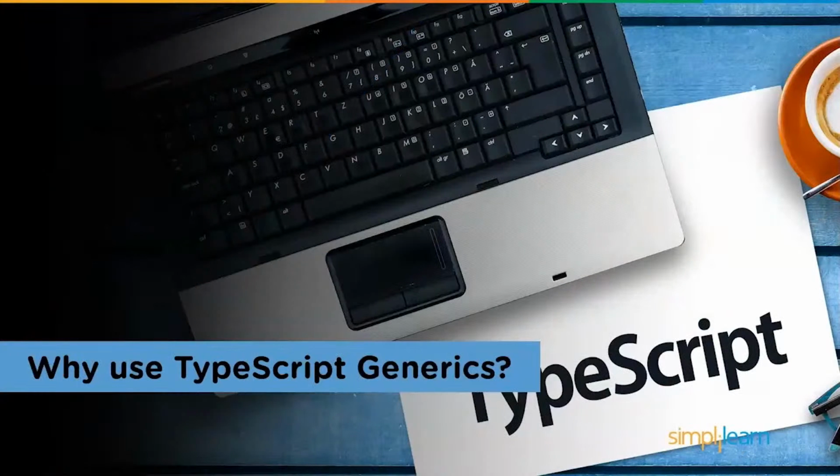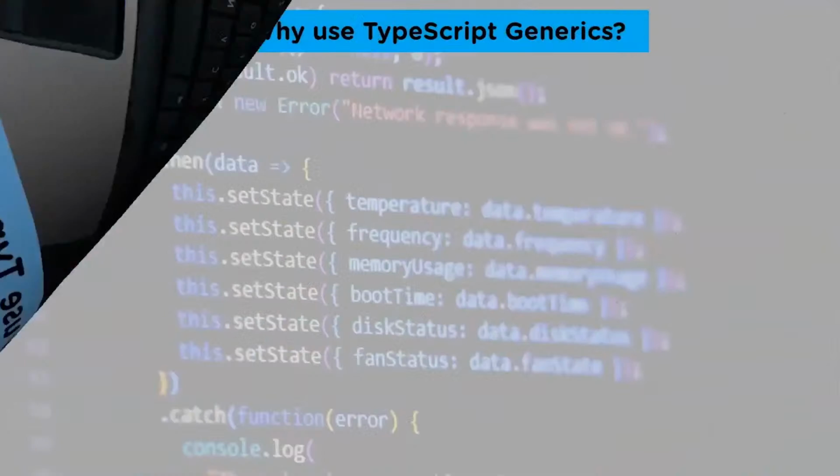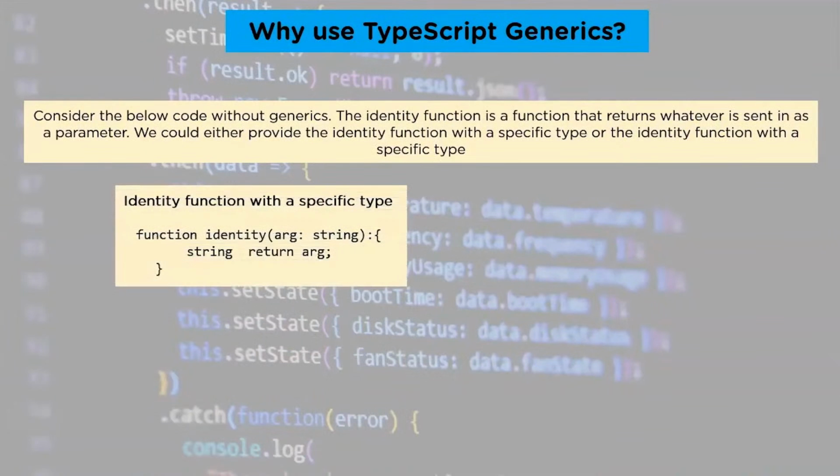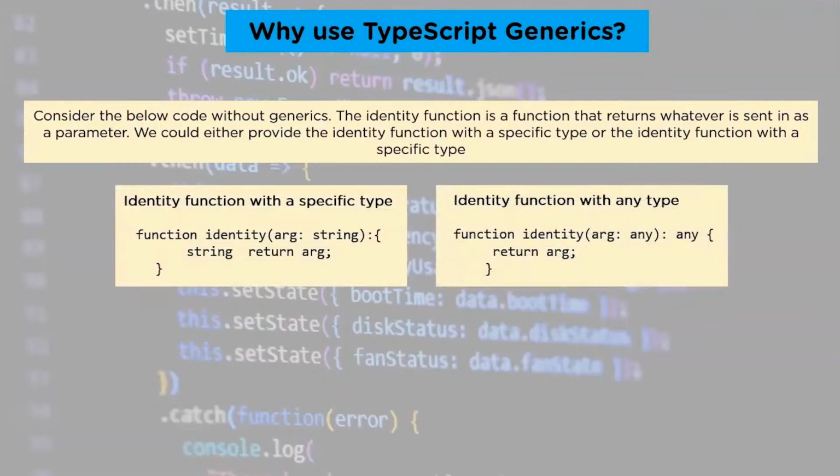Why use TypeScript generics? Consider the below code without generics. The identity function is a function that returns whatever is sent in as a parameter. We could either provide the identity function with a specific type or identity function with any type.